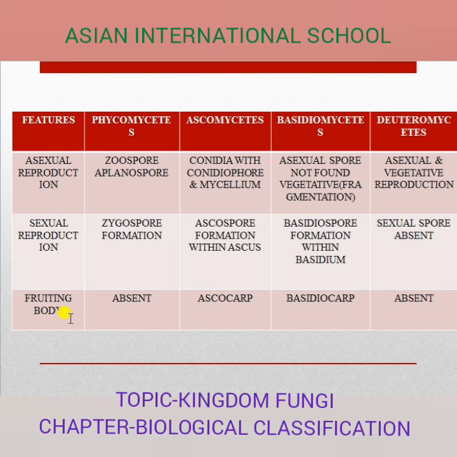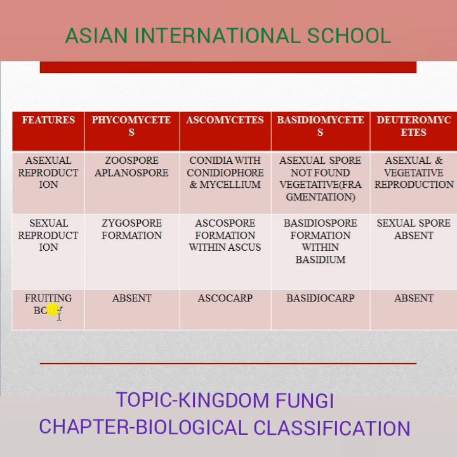Next, fruiting body. Obviously in the case of Phycomycetes, there is no fruiting body, but in Ascomycetes, the ascocarp is present as the fruiting body, or ascus, which we have also studied. In Basidiomycetes, basidiocarp is the fruiting body, or basidium, and in Deuteromycetes the fruiting body is also absent because they are not producing any sexual spore. So fruiting body is not necessary, because it is necessary only for sexual reproduction.